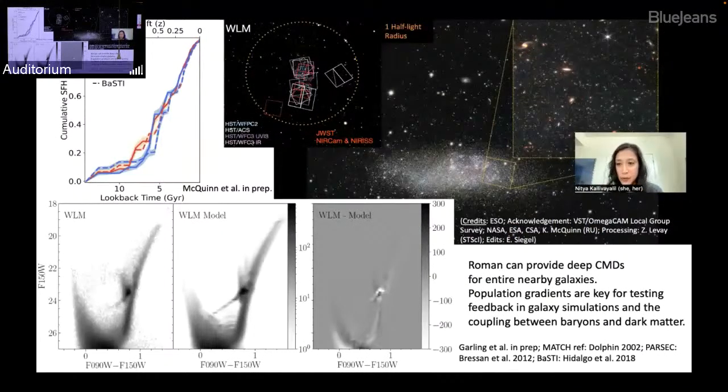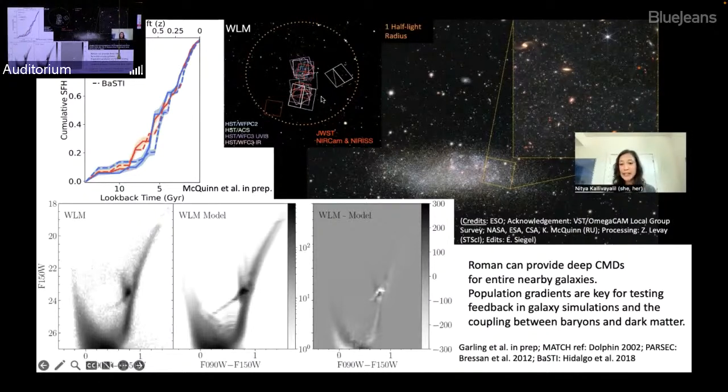This is another focus of our ERS work. This is showing some really exciting work on star formation histories led by Christie's group and then also by Chris Garling at UVA. This is WLM, and this is actually the JWST field. Okay, so up here you can see the half-light radius of WLM and where we currently have coverage from HST and JWST overlap.